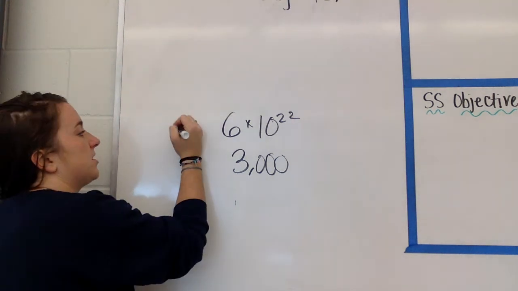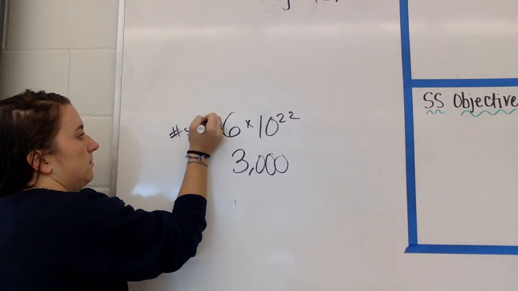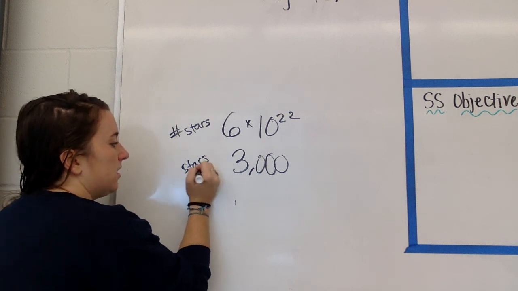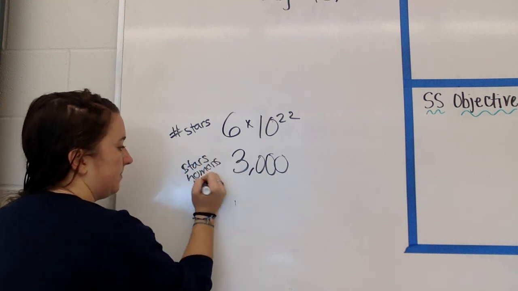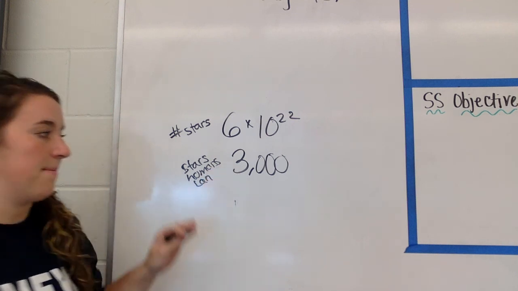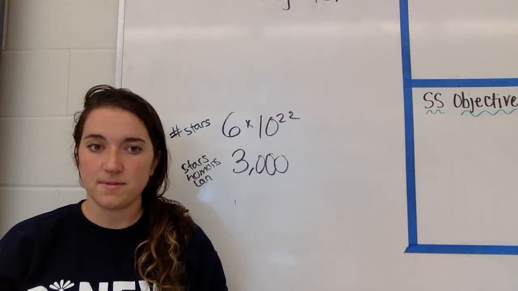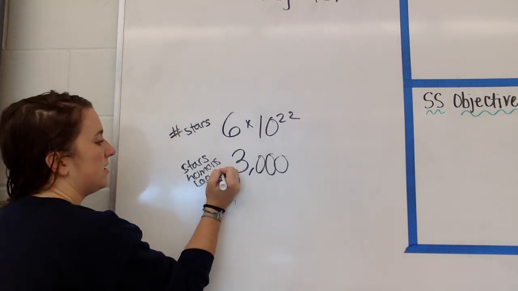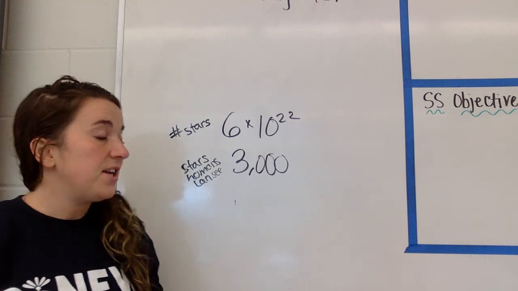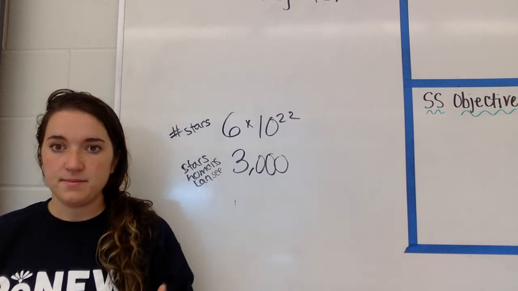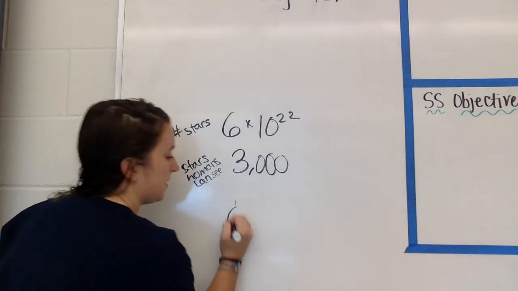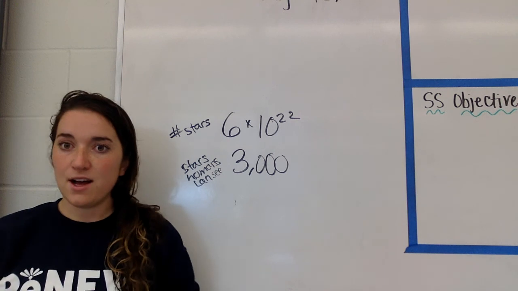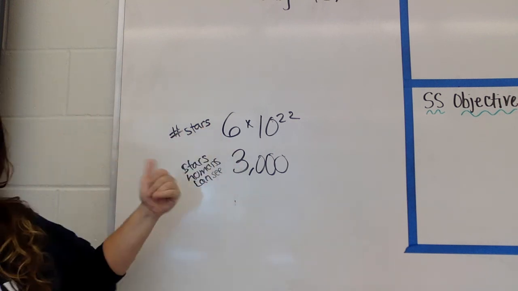So this is the number of stars, and this is the stars humans can see. If it's asking us to find how many times bigger something is, what operation do we need to be doing? Yeah, we need to be doing division. When we divide, we put our bigger number on top. Which one is our bigger number? This is actually really hard to tell looking at these two numbers. Well, actually, it's not that hard to tell.